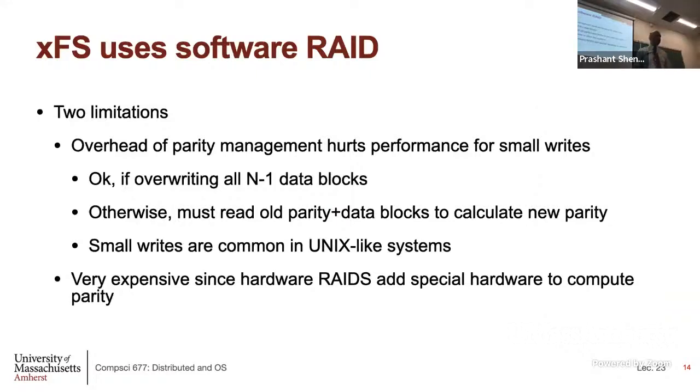So xFS uses software RAID. Remember I said it's a distributed file system. Rather than having n disks on one machine, I am going to stripe my data across machines, not across disks within a machine. So if I have n machines, I take a file, I put block 1 on machine 1, block 2 on machine 2, block 3 on machine 3. At some point, I compute a parity block, and I store it on yet another machine.